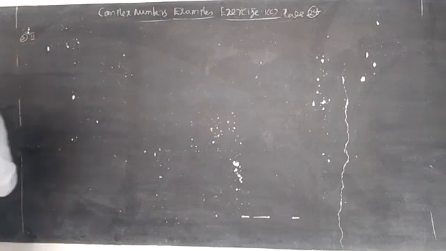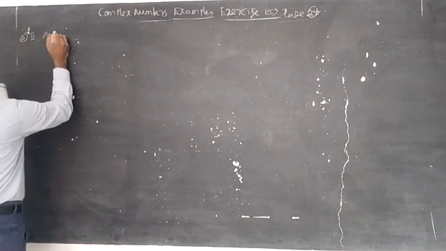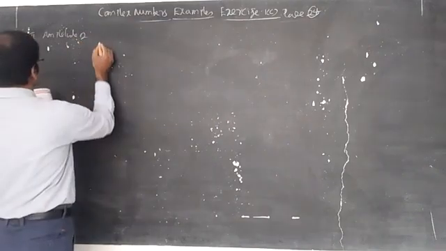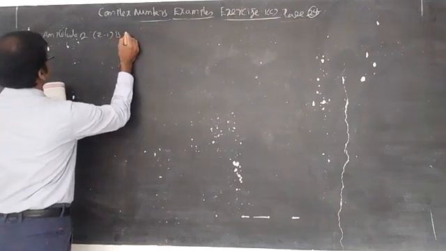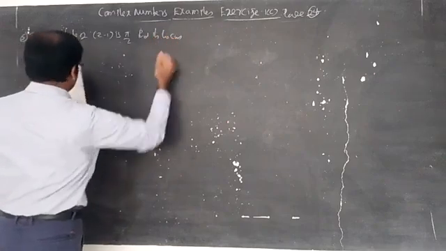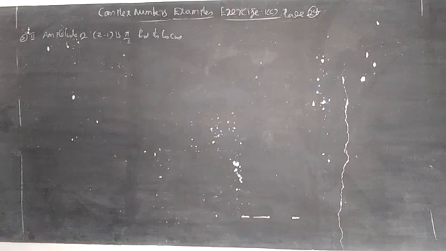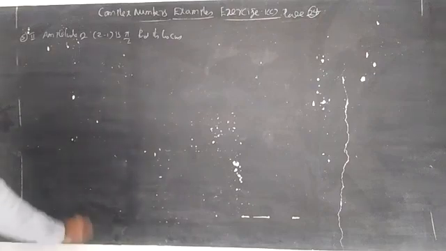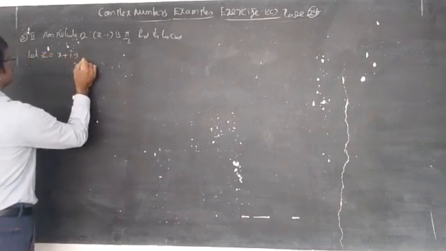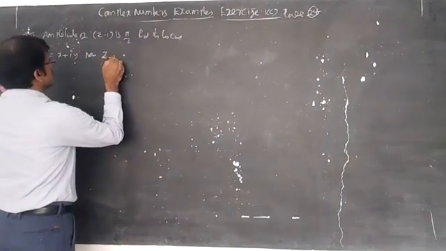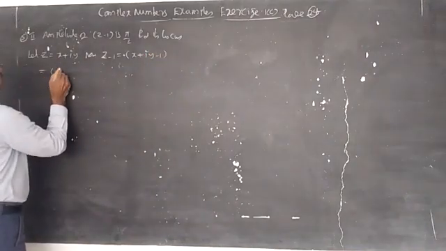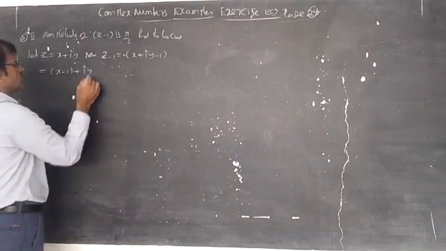Second one, amplitude of z minus 1 by z plus 1 is pi by 2. Find its locus. That means locus of z. Let z is equal to x plus iy. Now z minus 1 is equal to x plus iy minus 1. That is x minus 1 plus iy. Write like this.